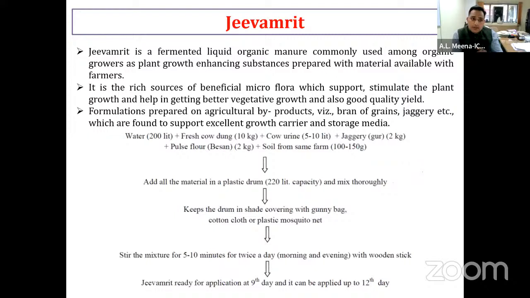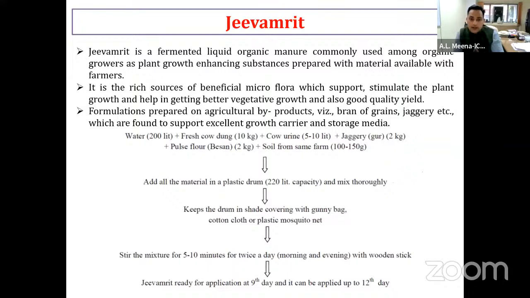Another one is Jivamrit. Jivamrit is a fermented liquid organic manure commonly used among organic growers as a plant growth enhancing substance, prepared with materials available with the farmers. It is a rich source of beneficial microflora which stimulates plant growth and helps in getting better vegetative growth and also good quality yield.